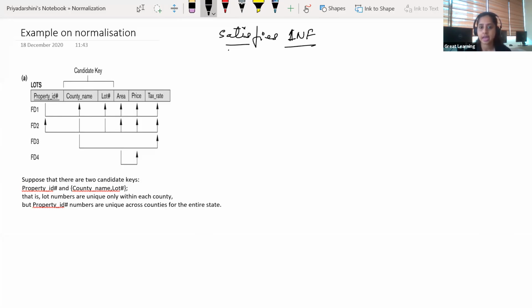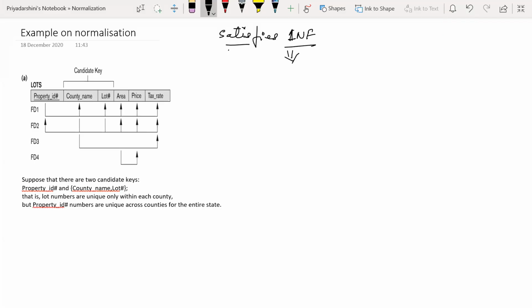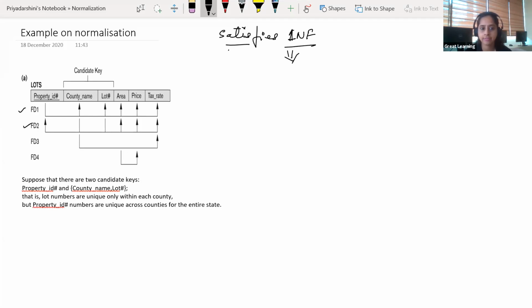So satisfy 1NF. Now, from 1NF, we will check whether you are able to see, or should I expand the image? I can see, ma'am. Okay. So now let us just check how many FDs I have. I have 4 functional dependencies. Out of 4 functional dependencies, which functional dependency violates 2NF?